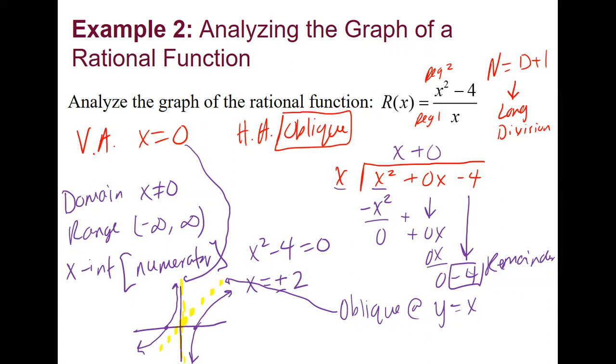This is called a learning example. Of what not to do beforehand. This is the right one. Real question is, so obliques are always diagonal? Yeah, slant. That's why we said oblique slash slant asymptote.